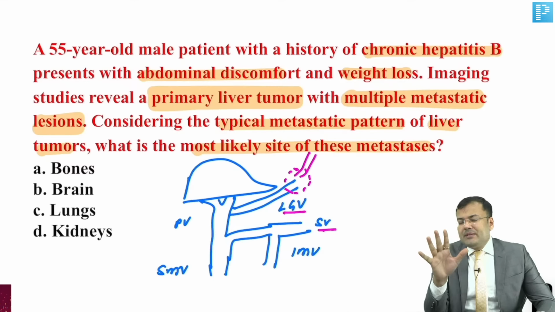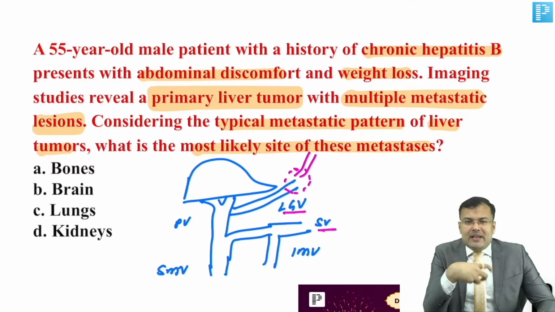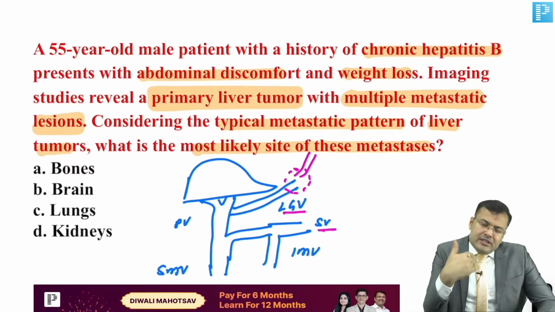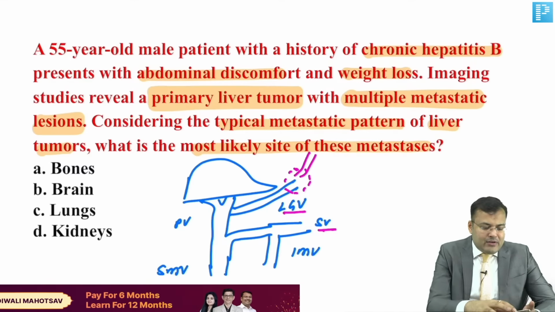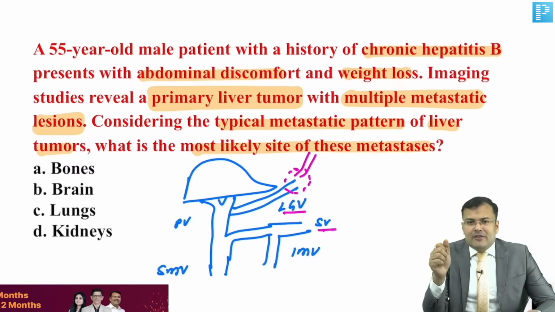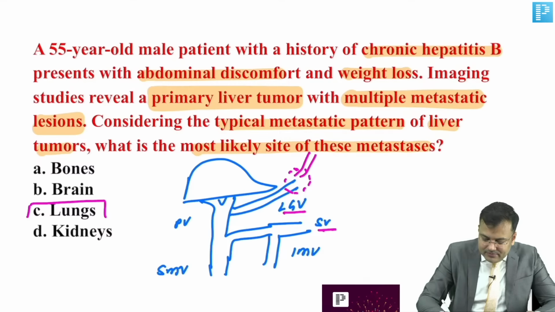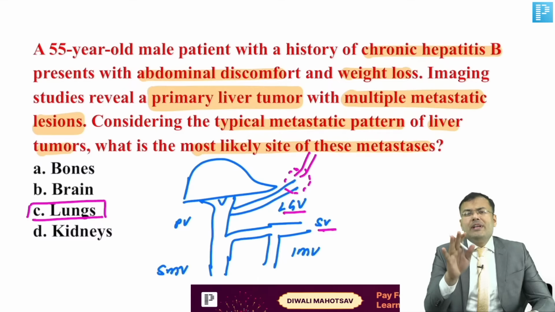So remember a simple principle: majority of GI malignancies with hematogenous spread go to liver. Most non-GI malignancies having hematogenous spread, the most common site of metastasis is lungs. Easy? So guys, the correct answer is lungs. One easy question for all of you.